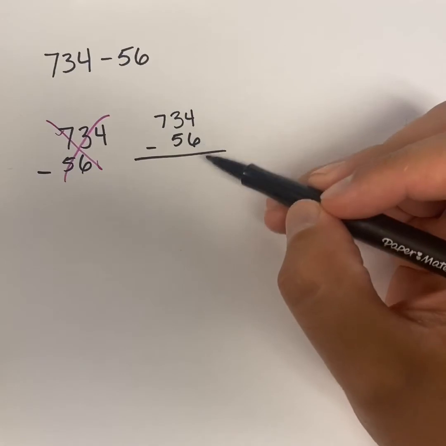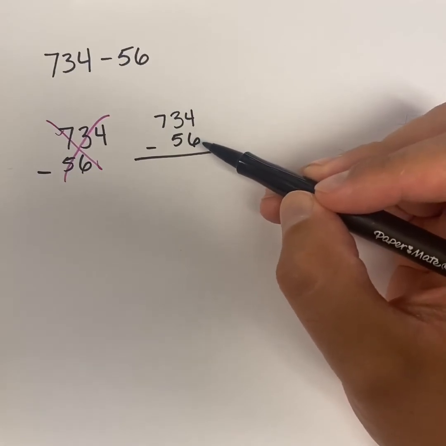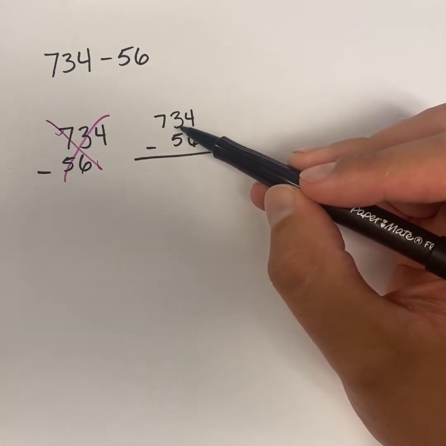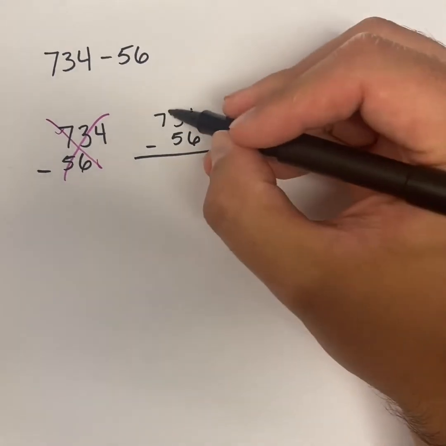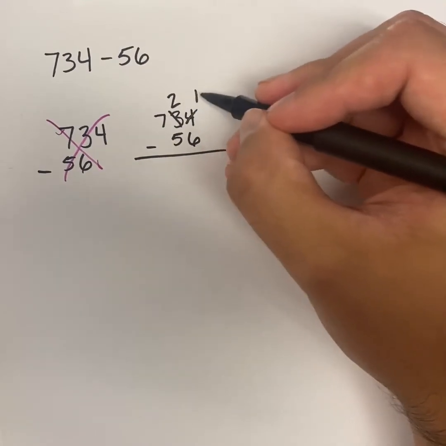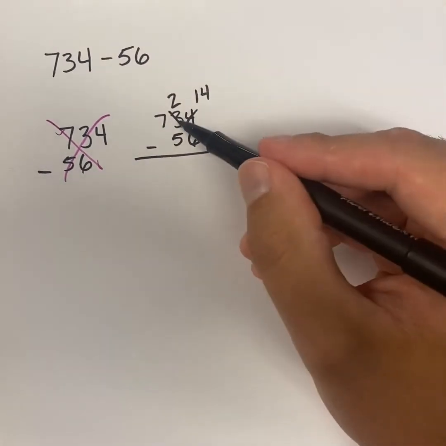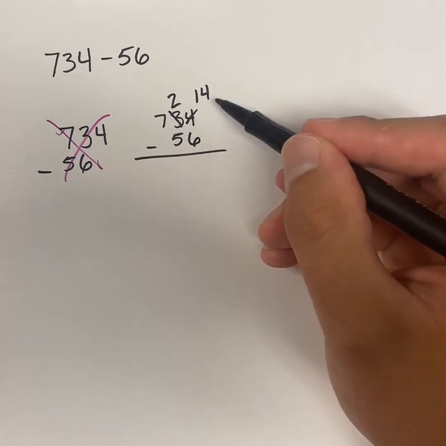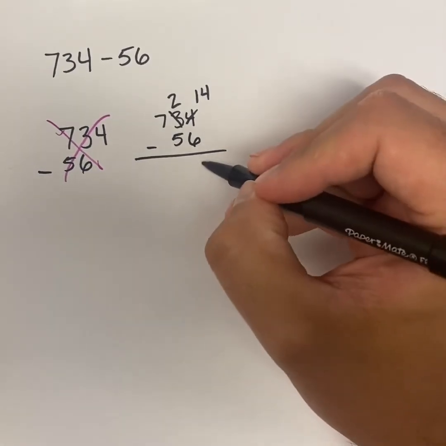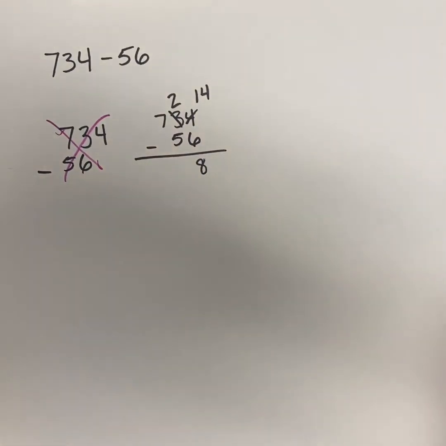If we look here in the ones column, I cannot take 6 away from 4. I don't have enough here. So I need to trade one of these tens, make this 2 tens, and this becomes 14. Okay, we took 1 ten, added it to 4, so we have 14 now. We can now subtract in our ones column, and we would have 8 left over.